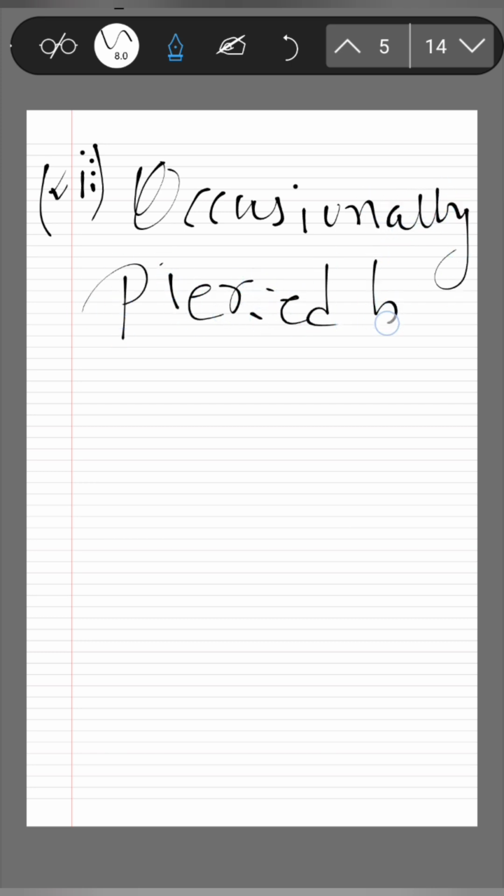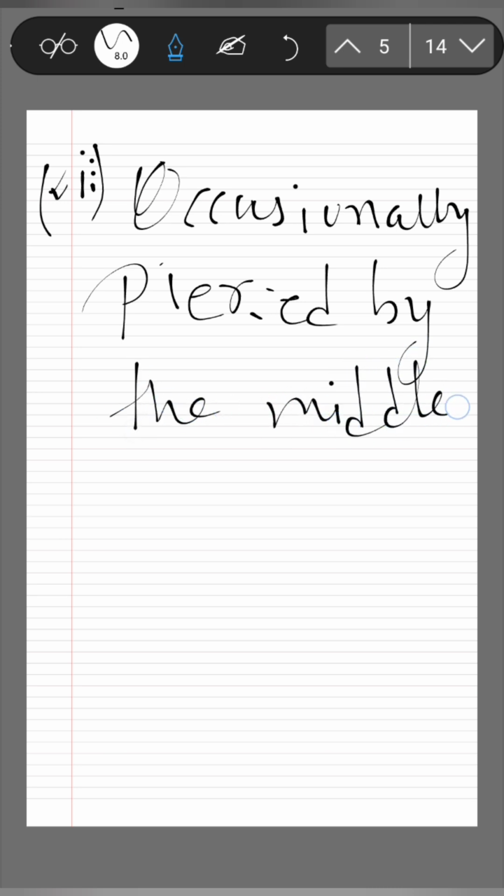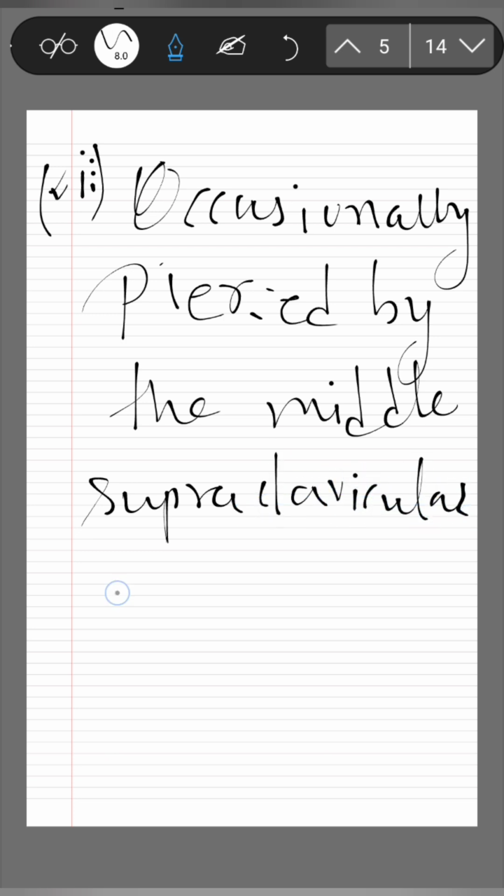Occasionally pierced by the middle supraclavicular nerve.